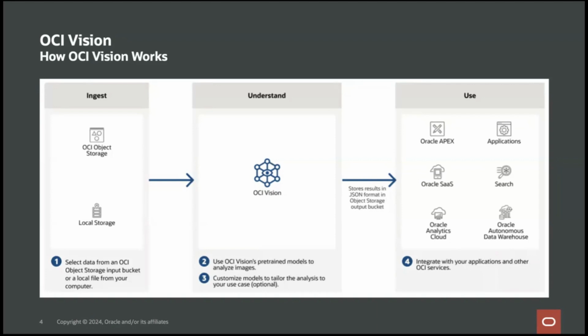Now, these outputs can then directly be used by multiple different services within OCI. As you can see, you can use them for Apex applications and search modules in the autonomous data warehouse for analytics, and multiple different services. So it is as simple as taking an image from your local desktop, putting it into the OCI Vision service, seeing the outputs, and using them for different applications.